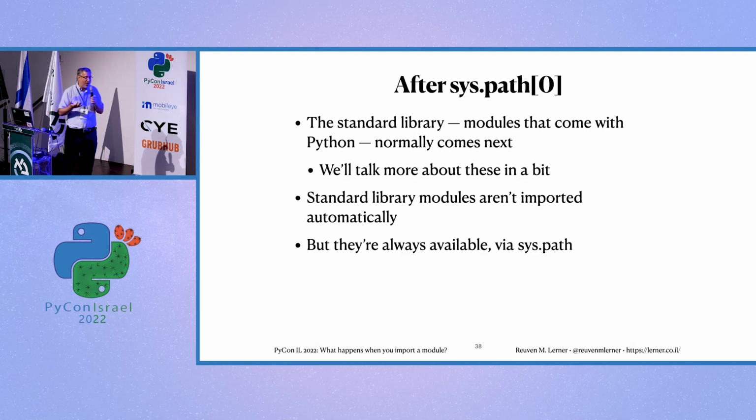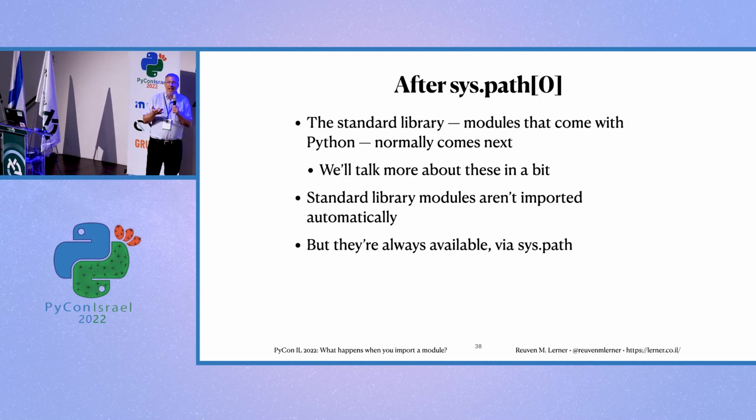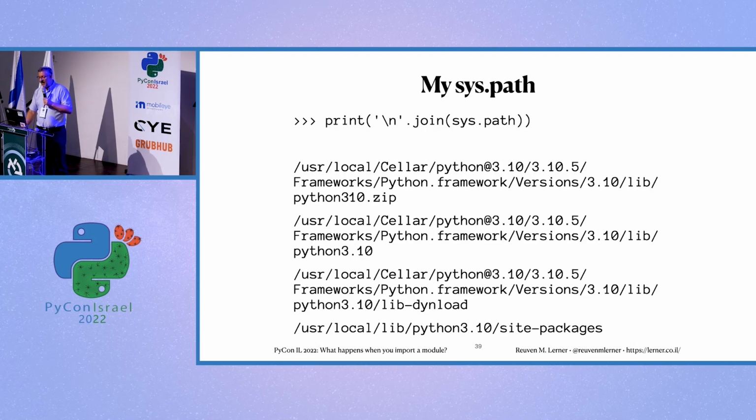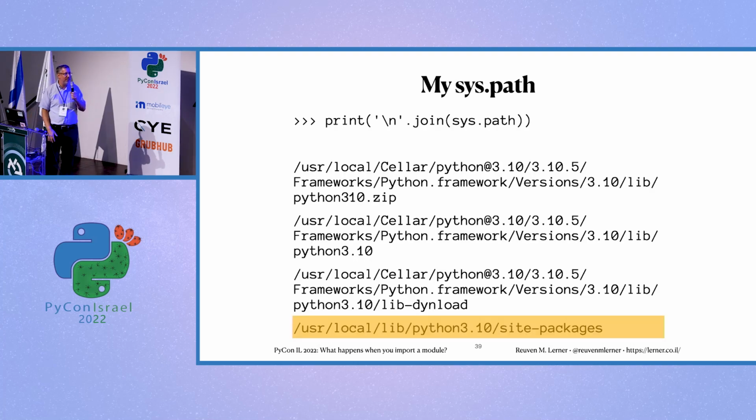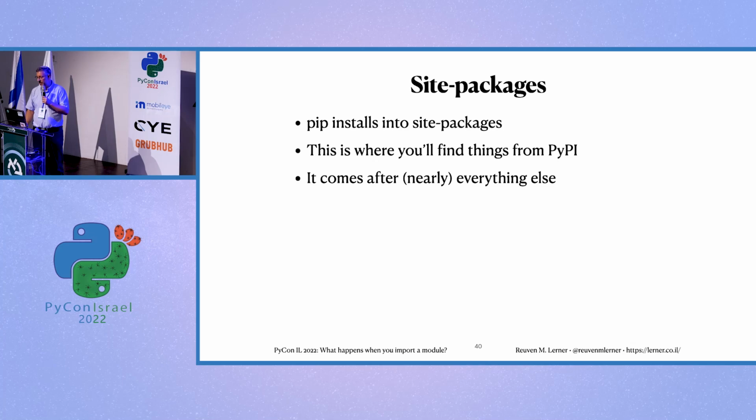By the way, why are they not automatically imported? Because it would take so incredibly long and use a ton of memory. And so they're available. We can import them if and when we want, but they don't need to be available right away. And then finally at the end is site-packages. That is the directory into which pip installs things when we download them and install them from PyPI. So if you look, obviously your system will be a little different, but your Python site-packages is where pip installs things. And it comes after just about everything else.